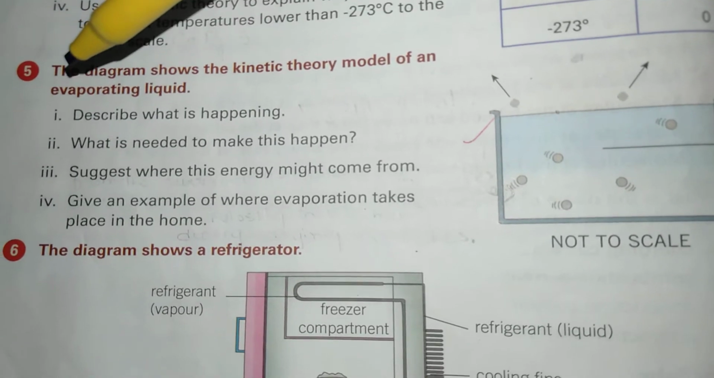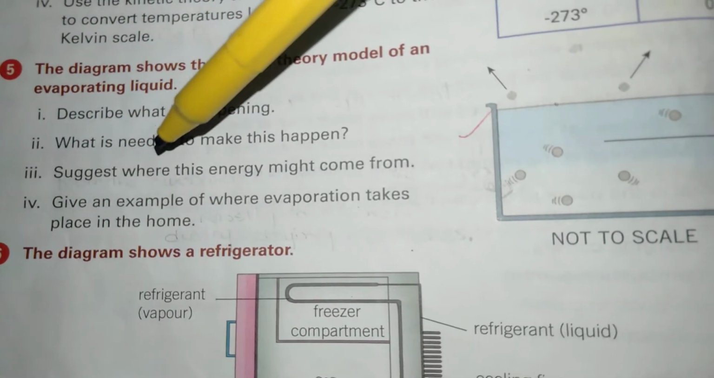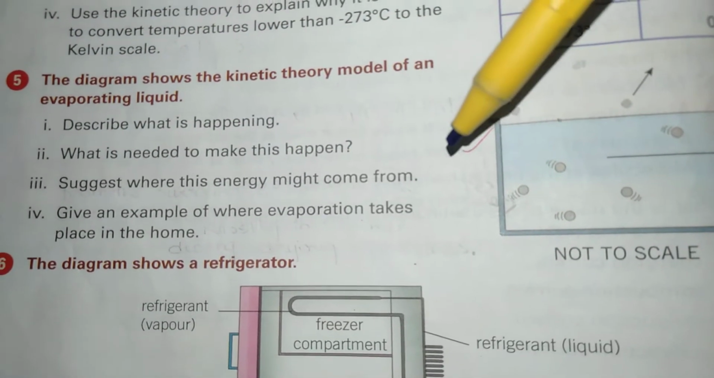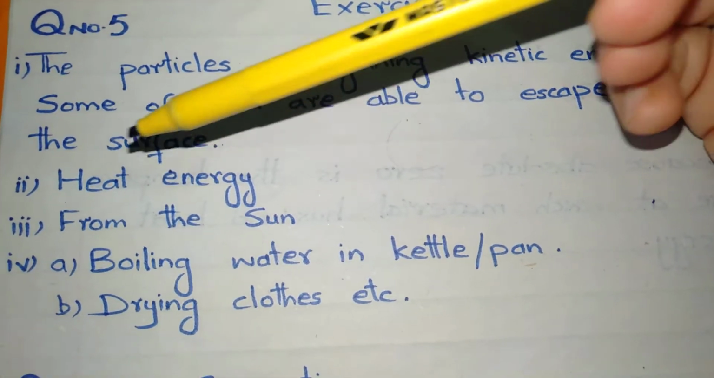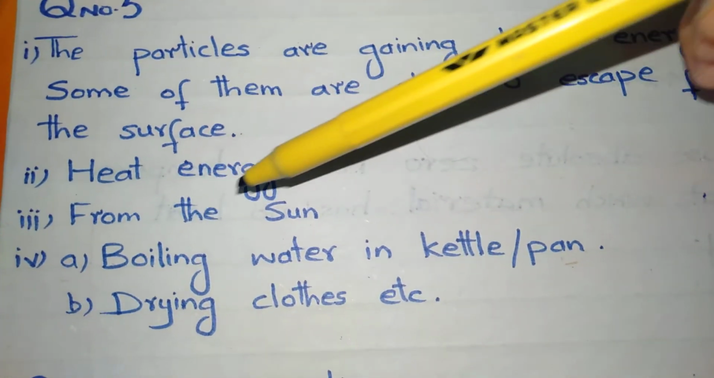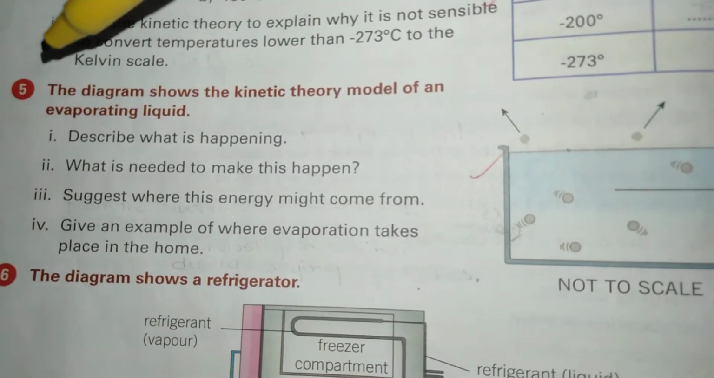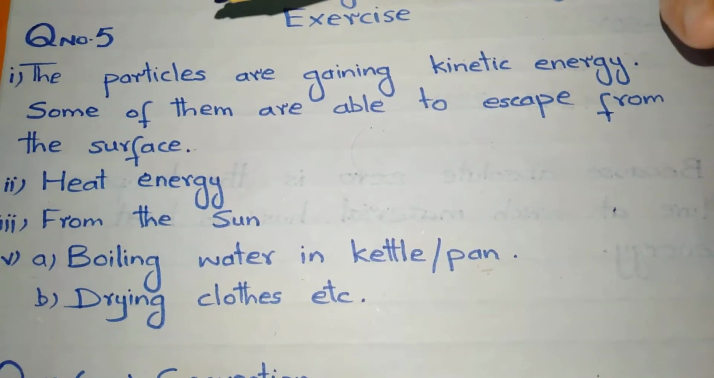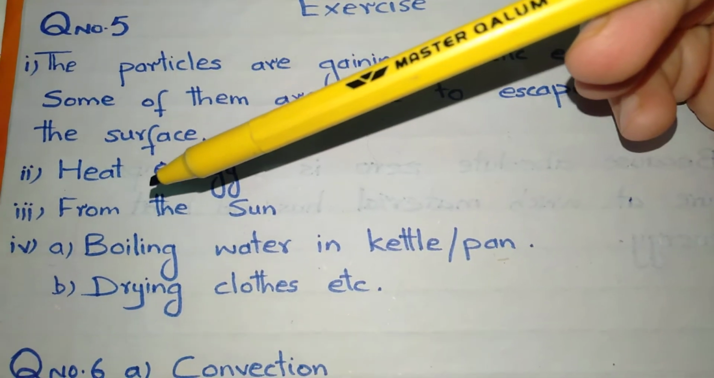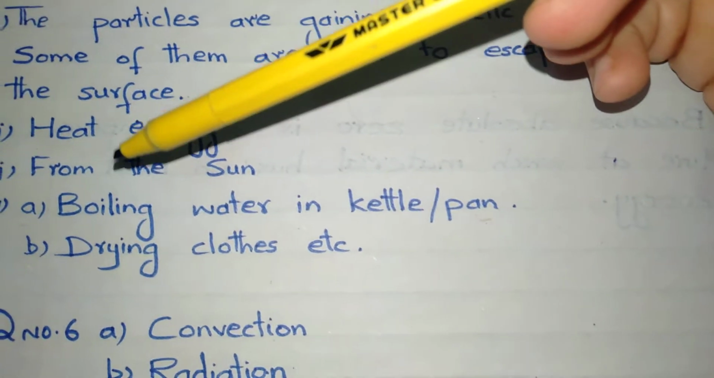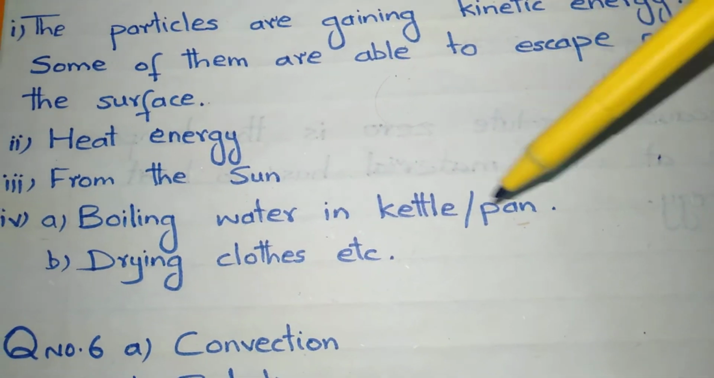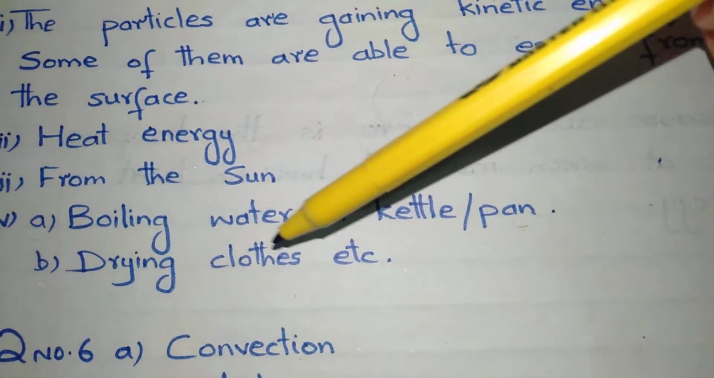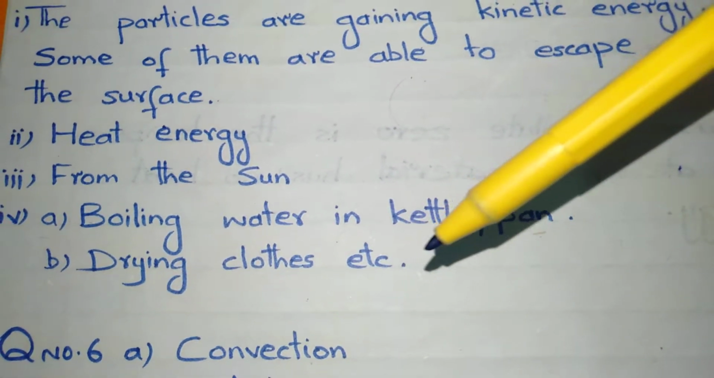Question number 5, part 3, suggest where this energy might come from. The answer is this energy might come from the sun. Question number 5, part 4, give an example of where evaporation takes place in the home. The answer is in the home, mostly evaporation takes place during boiling water in a kettle or pan and drying of clothes, etc.